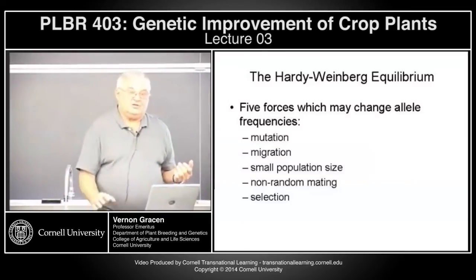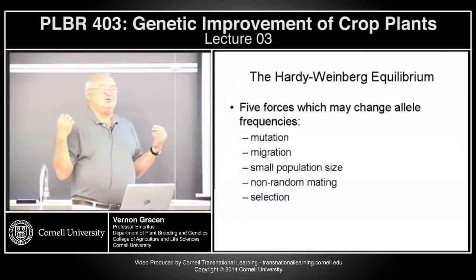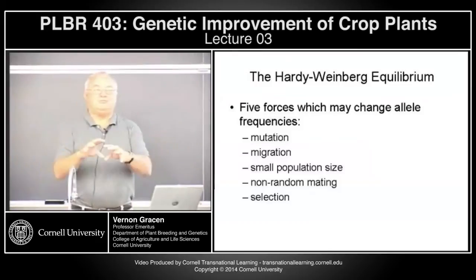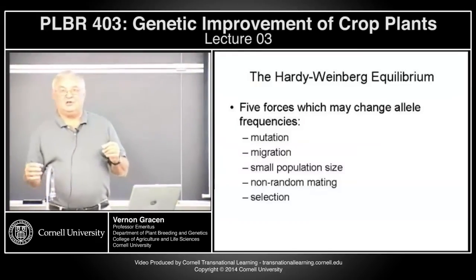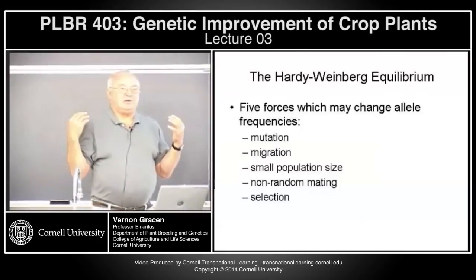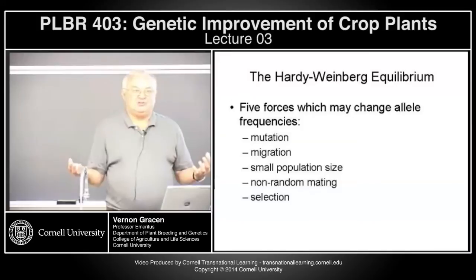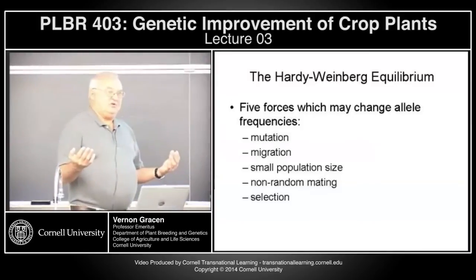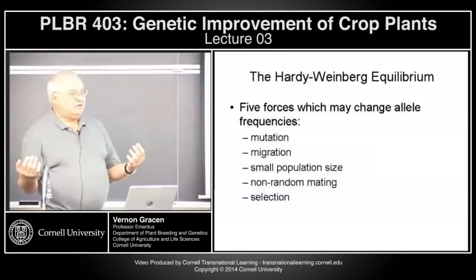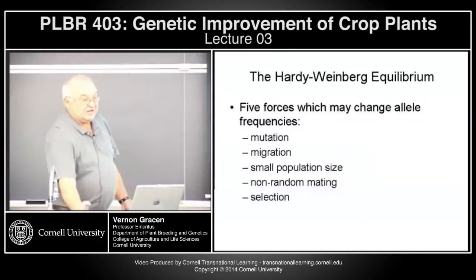Okay? It's interesting, though, because small population size then sort of goes against this universal population genetics of the perfect population. What do we deal with in plant breeding? Small population sizes. If you can grow out 500 to 2,000 plants to select, you're doing good. And that's pretty small.